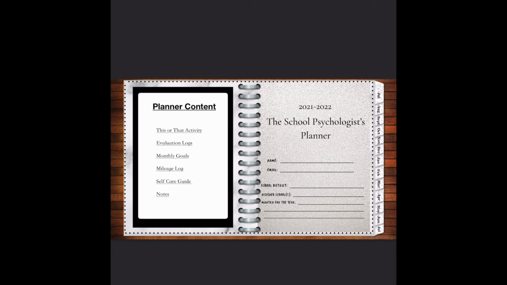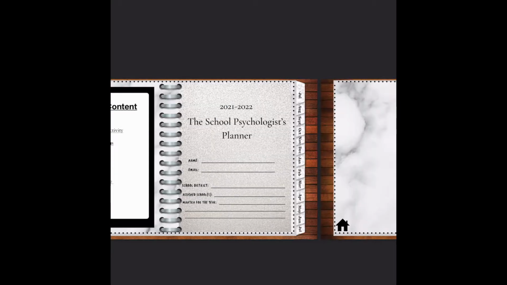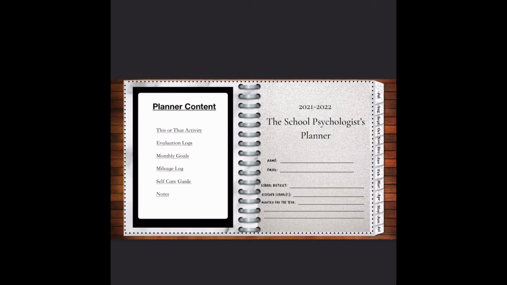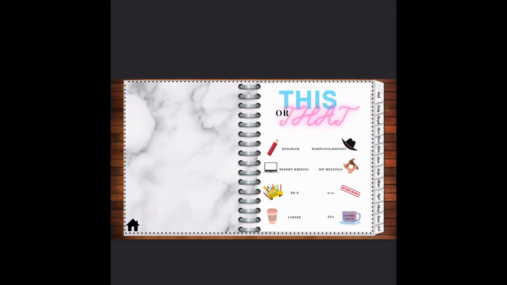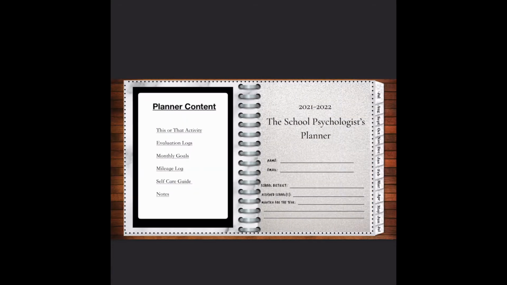On the left side, you'll see there's a menu for the planner content, and all of the content is underlined. So in order to get to this or that activity, you can either swipe to the right once, or you can long press on that activity and open link, and it'll take you right to it. And once you're on this page, if you feel like you're done and you want to go back to your main page, you'll just long press the home, open link, and it'll take you back.